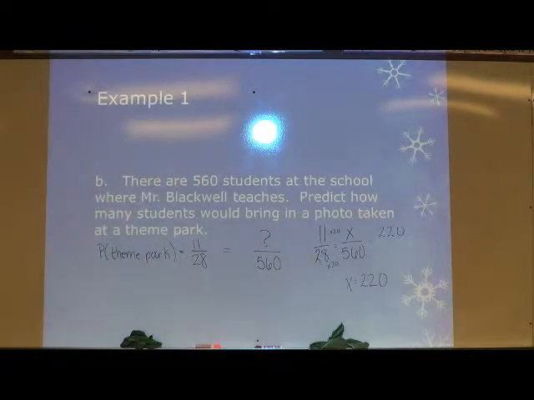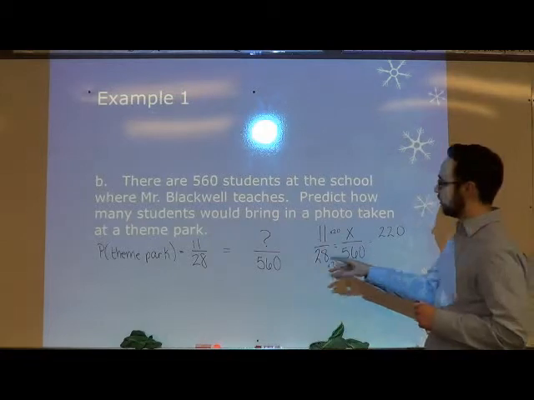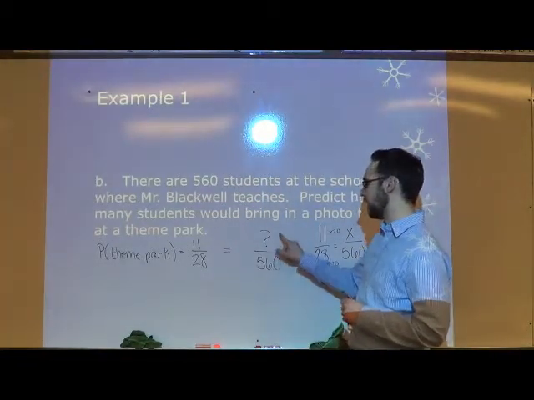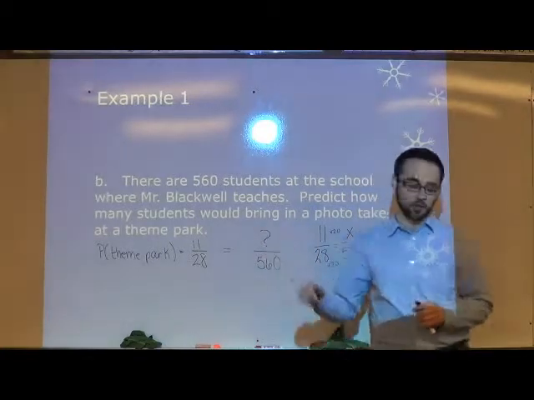And it's all using proportions, and the initial probability, and we set it equal to a proportion. So make sure you have the total, because remember they had a total of 560 students, so I kept it on the bottom and I had to find the top piece. Make sure you don't get those mixed up.